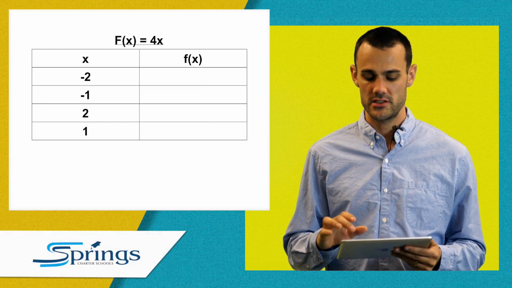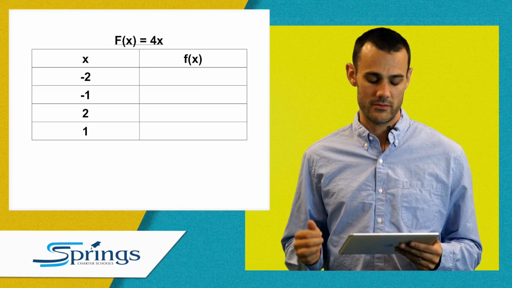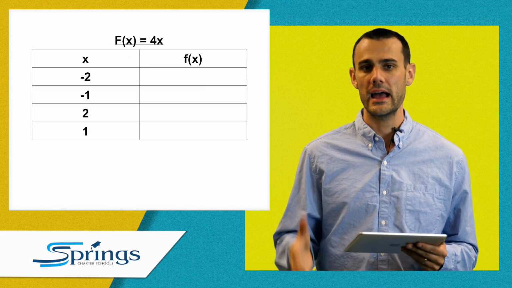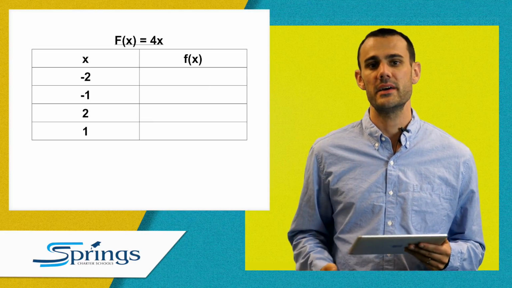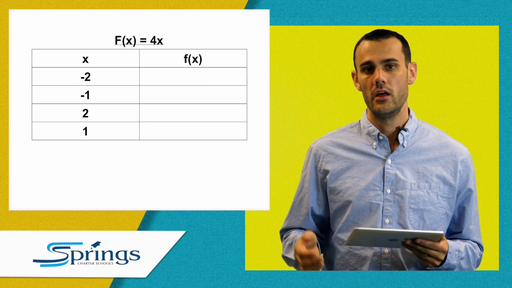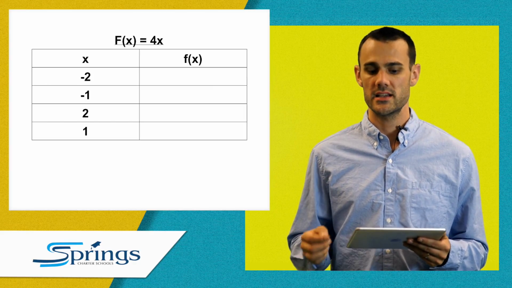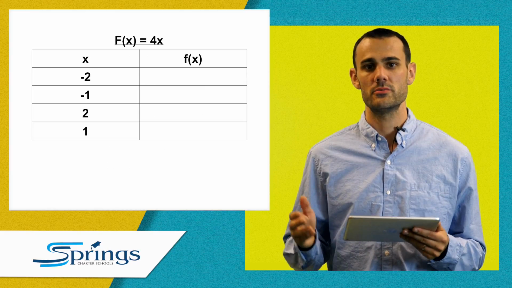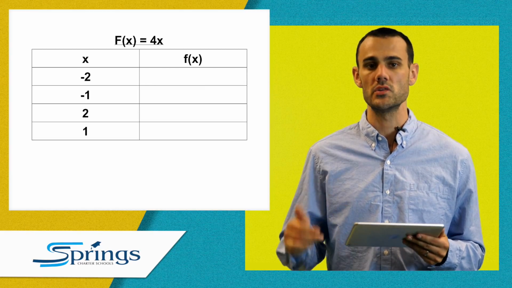Here we have what's called a function table. This function table lists f(x) = 4x. What they're asking us to do is we've listed some x values here: -2, -1, 2, and 1. They want you to insert each one of those x values in for the variable x. Because those two numbers will be touching, they want us to multiply them.